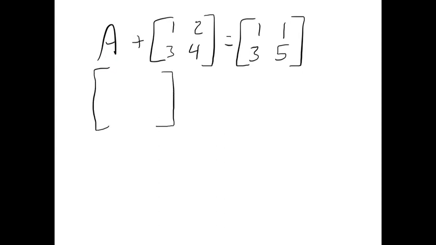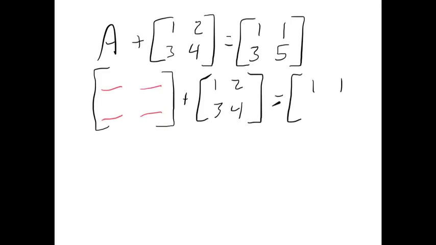And since we know that this one here is a 2 by 2, and whatever's added to it gives us the result of a 2 by 2, since with matrix addition, the 2 matrices have to be exactly the same size, so our result matrix here would have to be a 2 by 2 also. So we've got a 2 by 2 plus 1, 2, 3, 4 equals 1, 1, 3, 5.